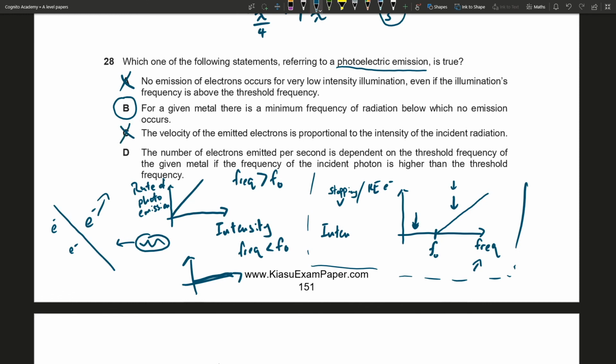And D: the number of electrons emitted per second is dependent on the threshold frequency of the given metal. Now the number of electrons emitted per second is basically our rate of photoemission. No, it's not dependent on the frequency of the incident photon. It's not dependent on our threshold frequency. It's dependent on our intensity, as long as the frequency is above the threshold frequency. But once it's above, it doesn't matter how high the threshold frequency was, our rate of photoemission is not dependent on it. So our answer here for question 28 is B.